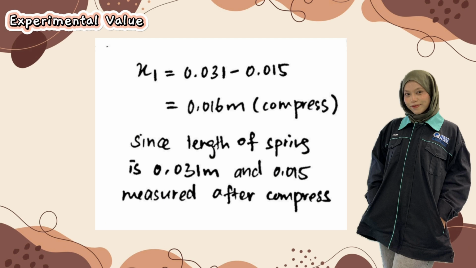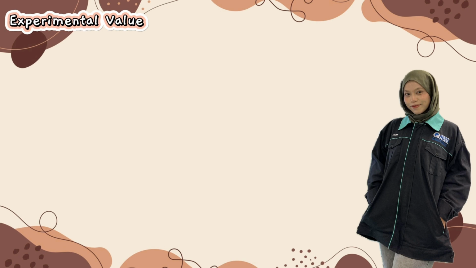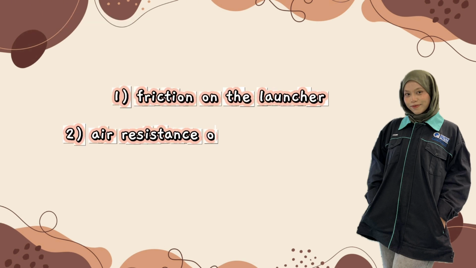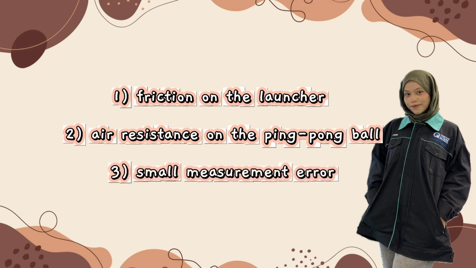But when we tested the launcher, the real result didn't match our calculation. We expected the spring to be compressed to 0.0048 meter to reach 1 meter. But in reality, we need 0.016 meter. The difference was likely due to friction in the launcher, resistance on the ping pong ball, and small measurement errors.